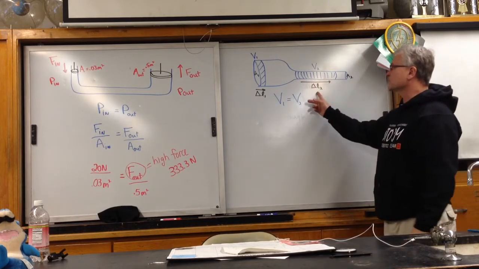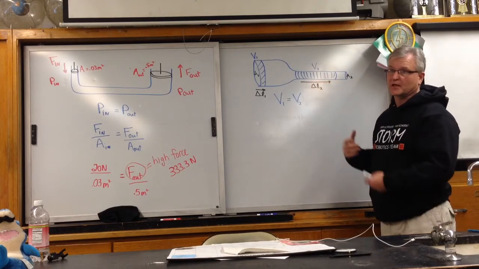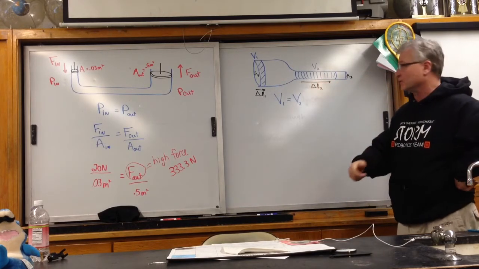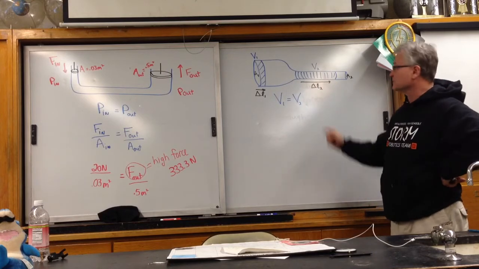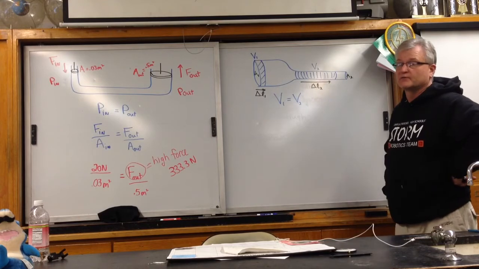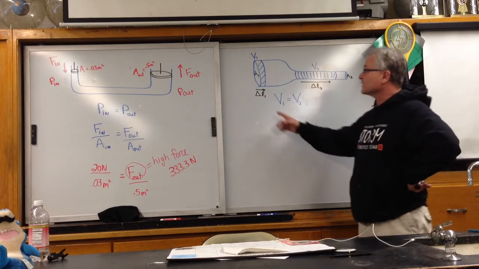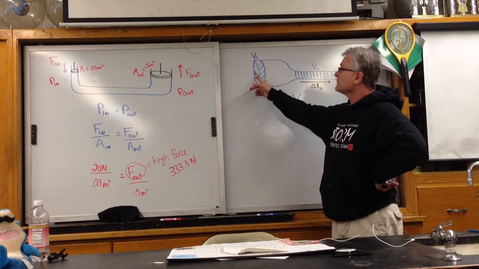Why does this one move so much more than this one? Well, if we look here, isn't the hose narrow? And if you've ever held your finger over the end of a garden hose, you know for a fact that the water comes out much faster because the distance it travels is much longer, so therefore it must be going much faster.